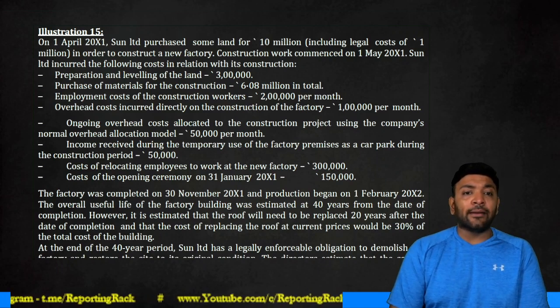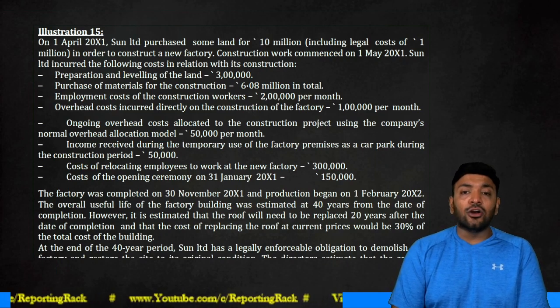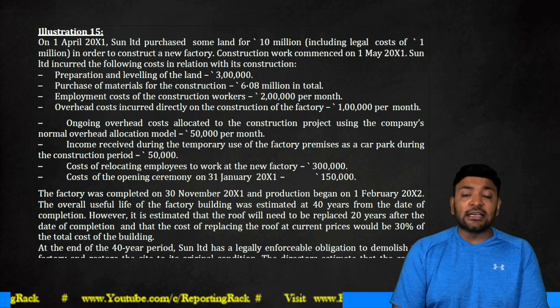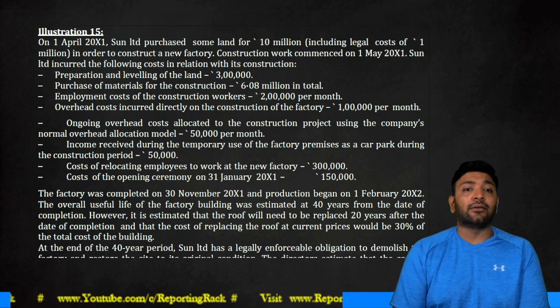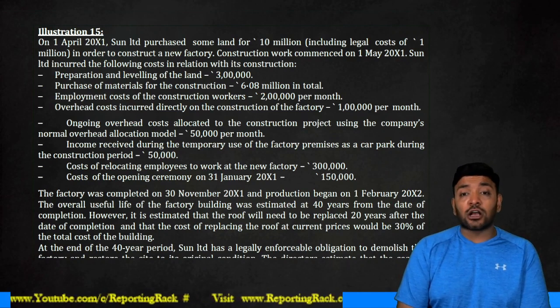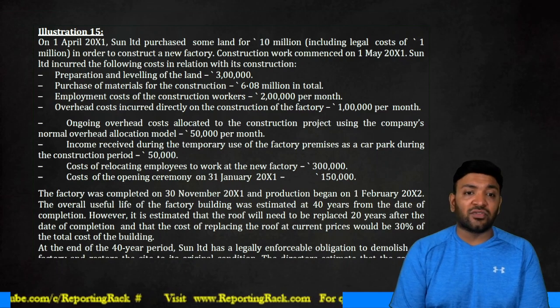Cost of relocating the employees to a new factory is 3 lakh. Cost of relocating of factory should be excluded. We have already discussed this under self-constructed asset. Cost of the opening ceremony 1,50,000 is a pure cost of marketing. So therefore it is not supposed to be included in the cost of the asset.